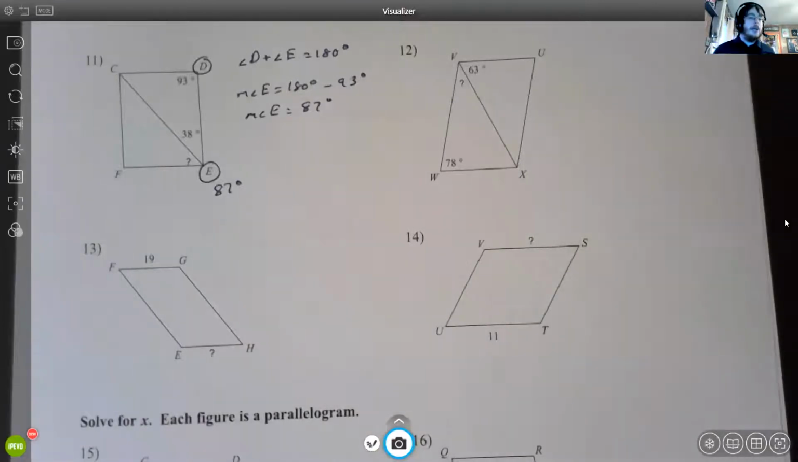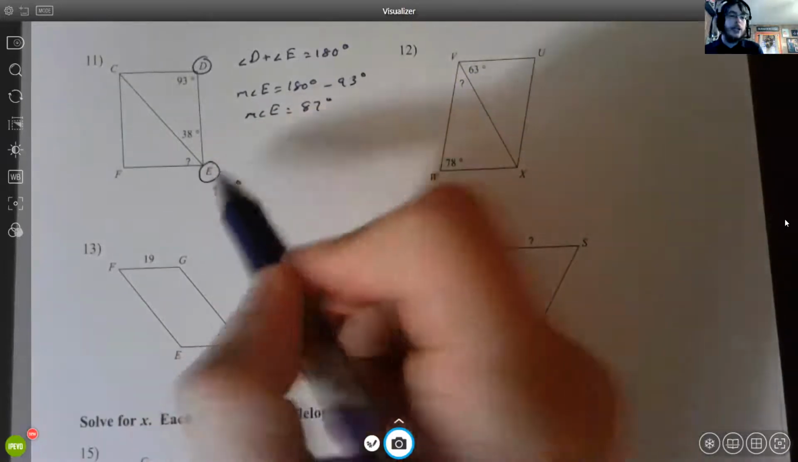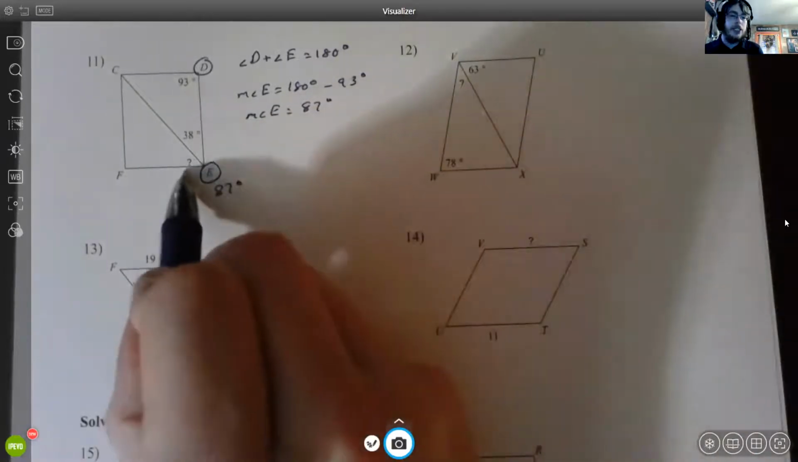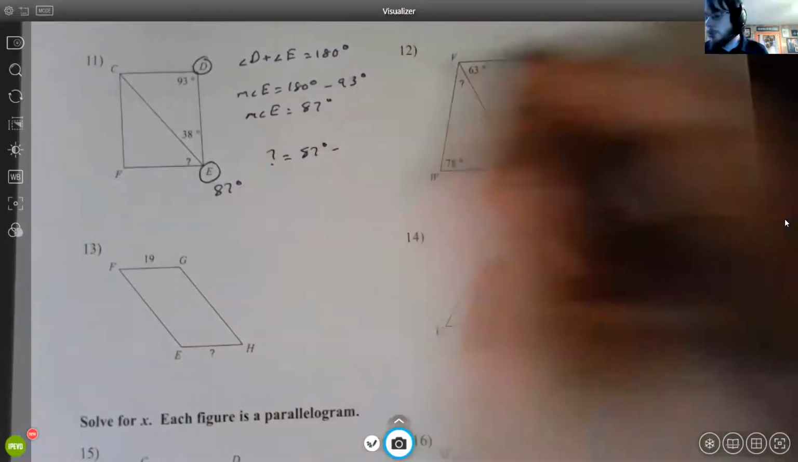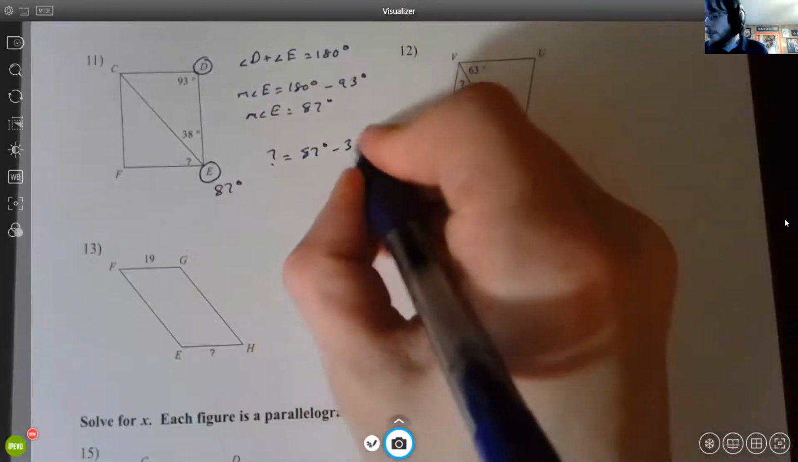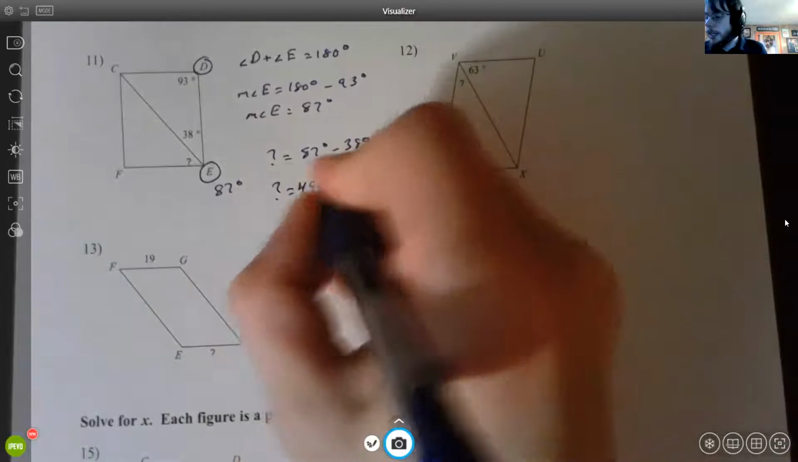But I'm not done yet, right? I have two parts, and I know one part is 38 and the whole thing is 87. So to find our missing part, we need to take the whole angle, which is 87, and subtract the part, which is 38. And when you do that, you get that your missing angle is 49 degrees.